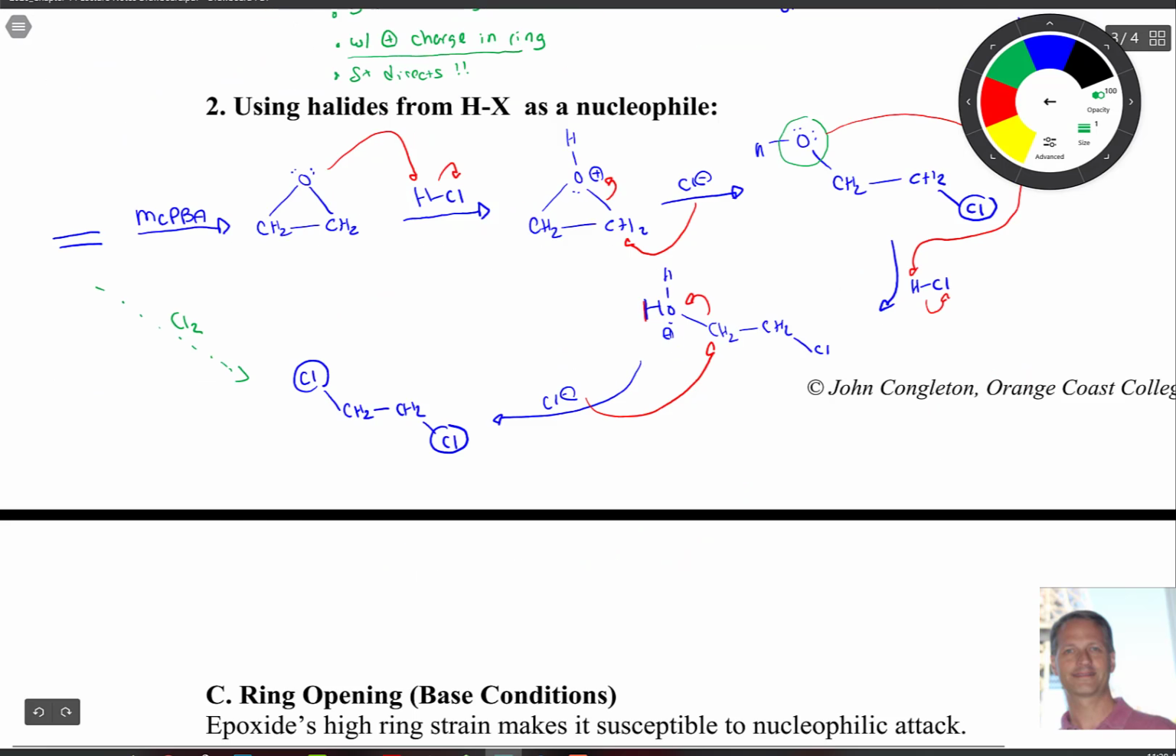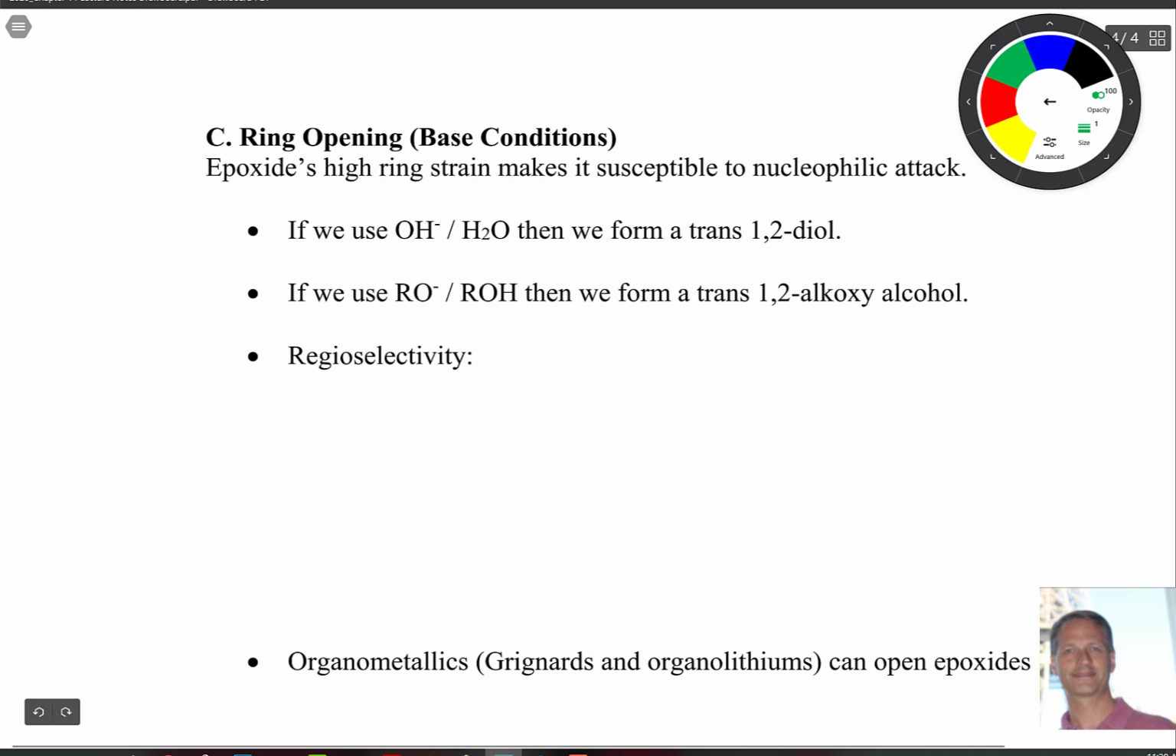Now, the last reaction that we're going to see here is ring opening under basic conditions.